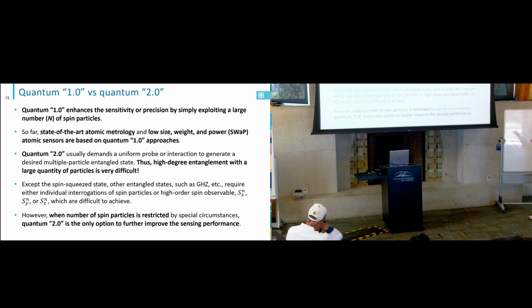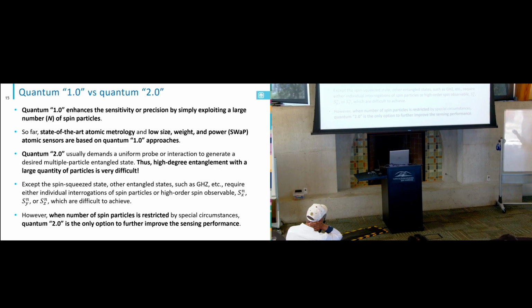But there are scenarios where you cannot just keep adding more particles, because it may end up getting in the way. For example, if you keep adding more photons, the intensity gets too strong, and you may destroy your detection target or introduce some adverse effect, for example, LIGO. That's a very nice example of why this quantum 2.0 approach is useful, because adding more light actually affects the stability of the mirrors in LIGO.